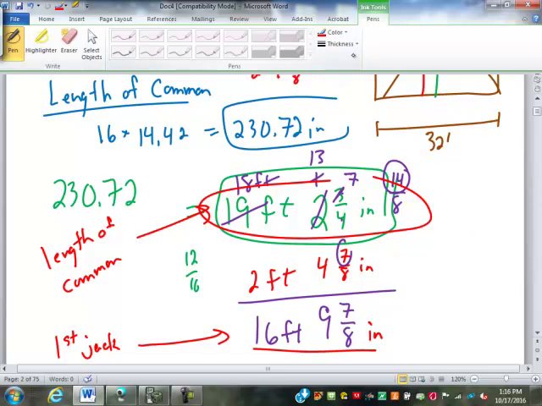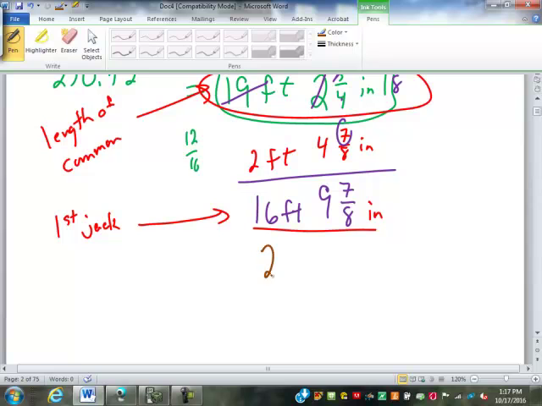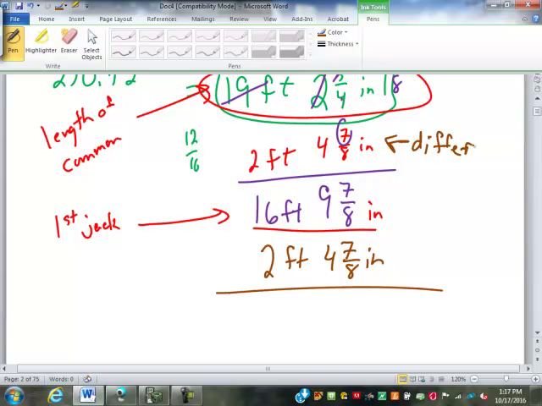Then, of course, to get the next one, I would subtract again. How much would I subtract? Same amount, 2 foot 4 7/8, because that is my jack rafter difference. That's my difference. The difference from one jack to the next on an 8/12 roof will always be that amount. So I'll subtract. The 7/8 cancel out.